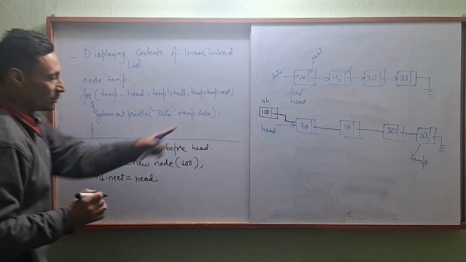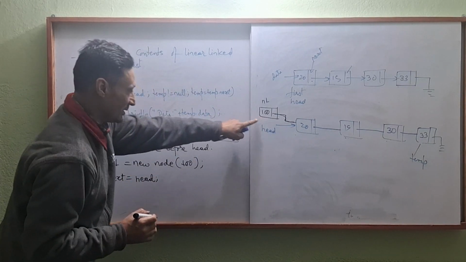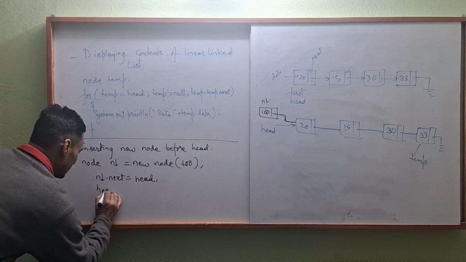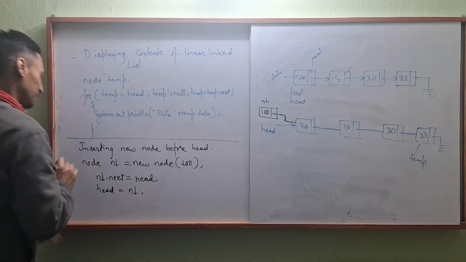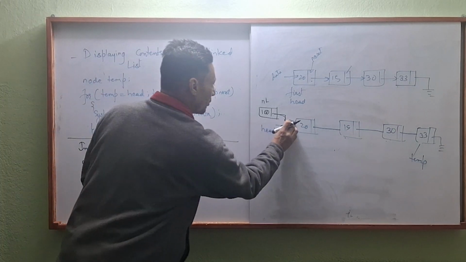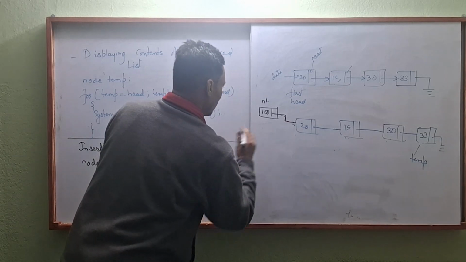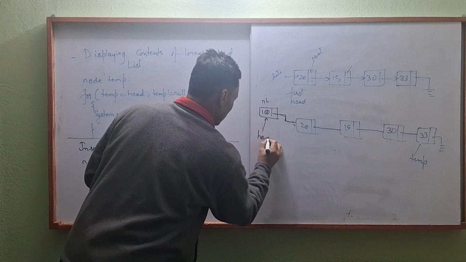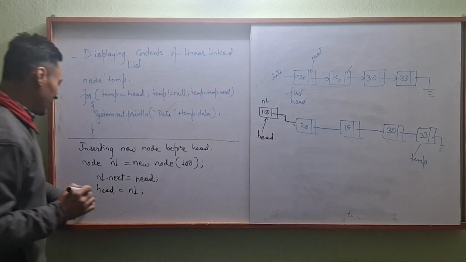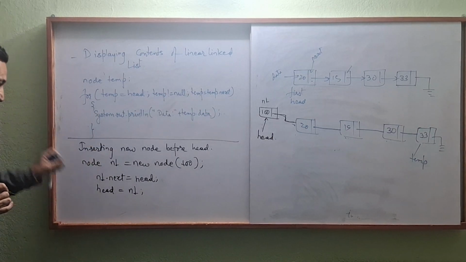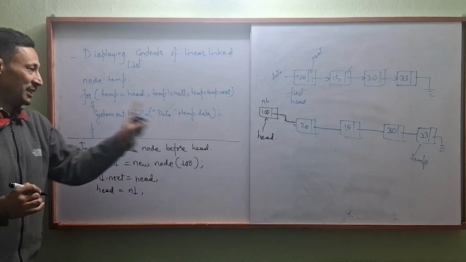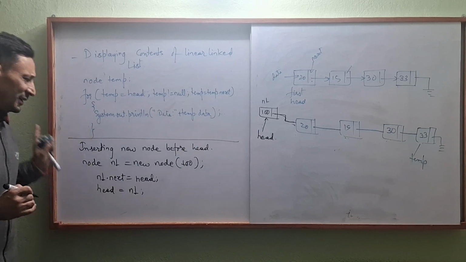Now we have to make this node head. So we do head is equal to n1. Simple. Now the head pointer will point to this one. So in this way we can insert a node before the head, or at the beginning of the linked list. This is a very simple code.